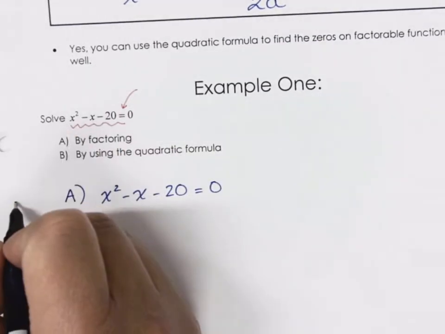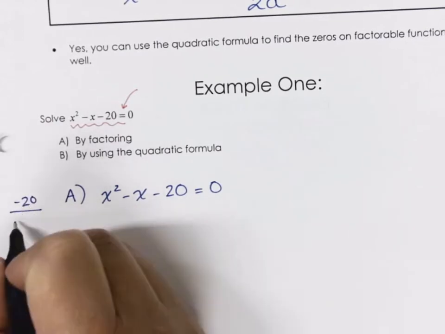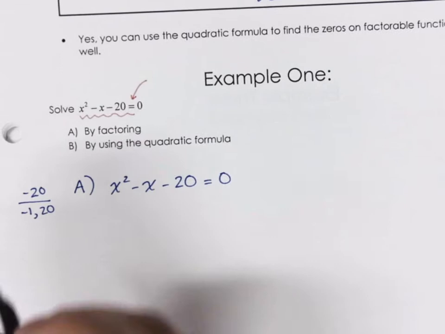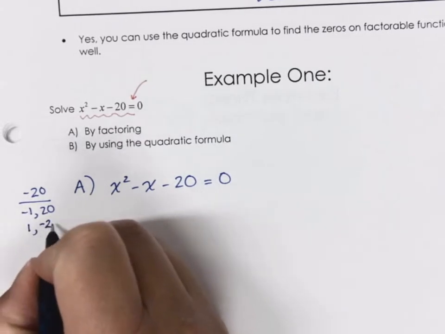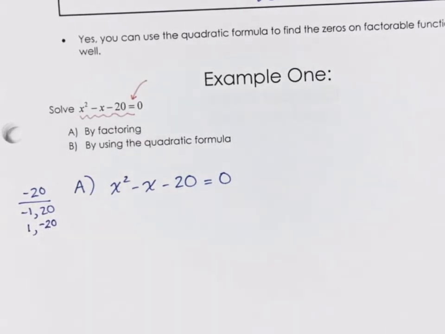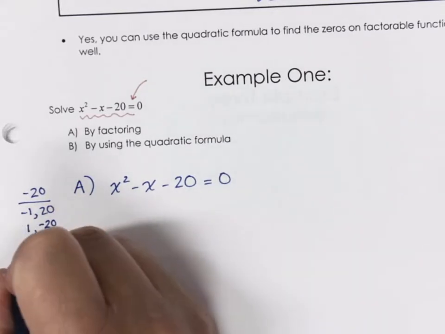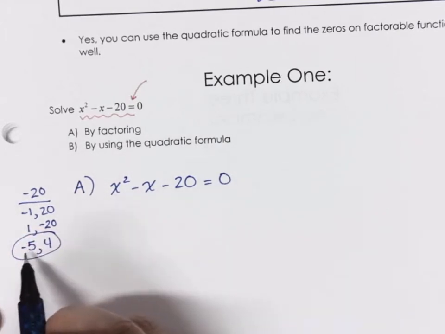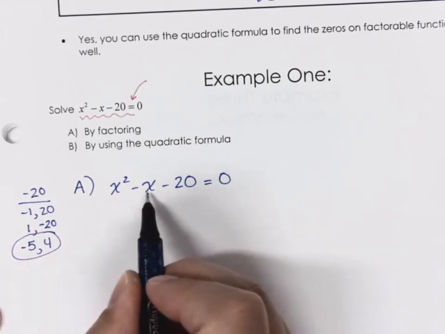So we're looking for the factors of negative 20. Here, let me do the first one for you. Negative 1 and positive 20. Ooh, let me do the next one for you. So negative 5 and 4, right? So the faster we get at these factor pairs, the better. This one works out really nice because that adds up to the coefficient of negative 1 right here.